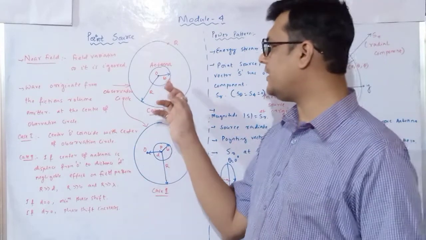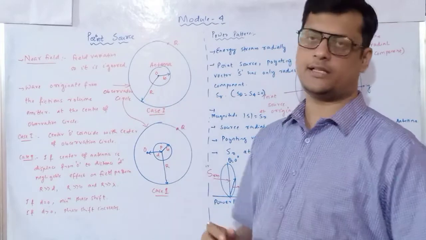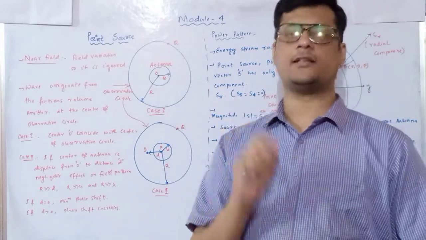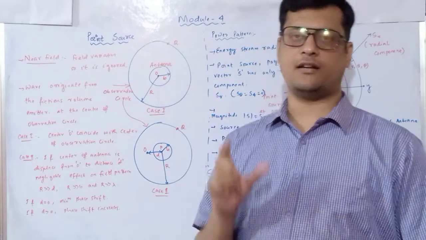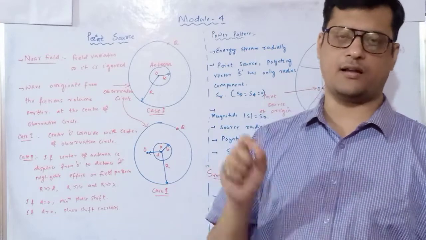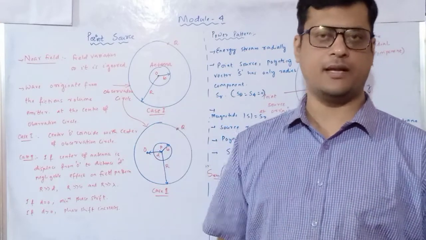Here you can see the inner circle has a radius small b and the outer circle has a radius capital R. This capital R comes under that Fresnel region, that is 2D squared by lambda. R must be less than or equal to 2D squared by lambda.